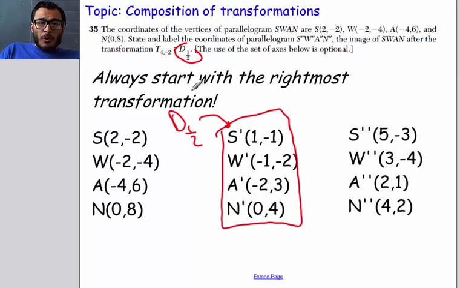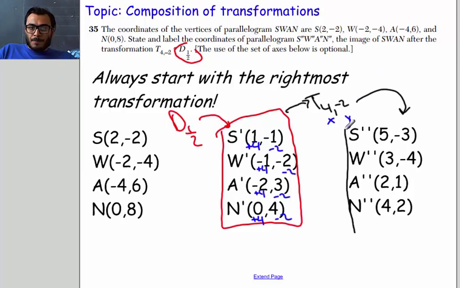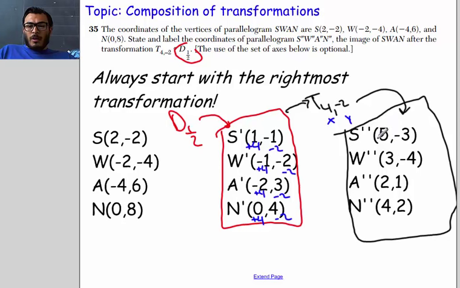Okay, then you want to do the translation, but you want to do it to the dilated points, the transformed points. The translation rule is (4, negative 2). What that means is that to each of the x coordinates, you're going to add 4. And then for each of the y coordinates, you're going to subtract 2. So doing that will produce these points right over here. So this is our final answer. Sorry about that. That's our final answer.